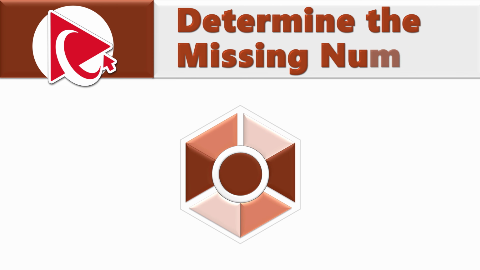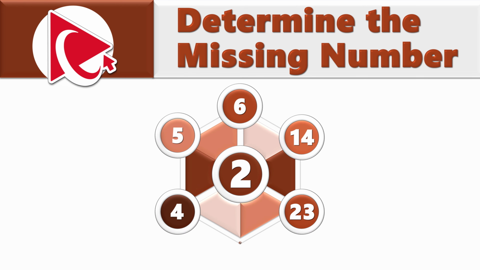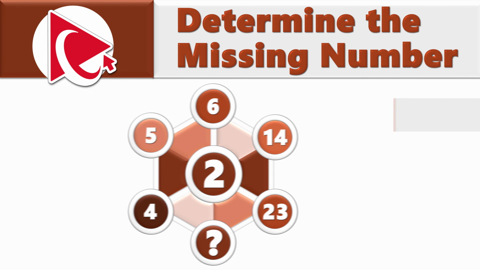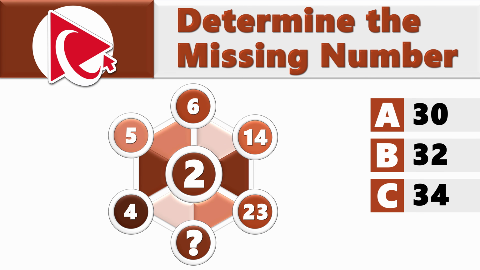You're presented with the hexagon. Hexagon has number 2 in the middle and numbers 4, 5, 6, 14, and 23 followed by the missing number on the outside. You need to calculate and select the missing number out of 4 possible choices. Choice A, 30. Choice B, 32. Choice C, 34. And last but not least, choice D, 36.